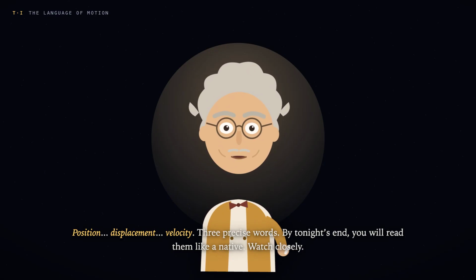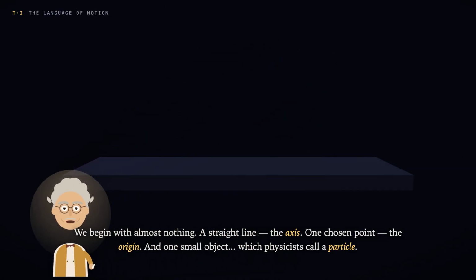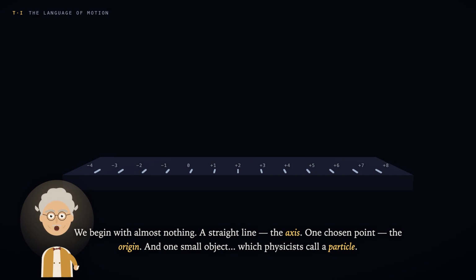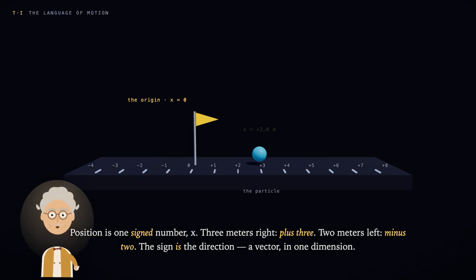Watch closely. We begin with almost nothing: a straight line, the axis, one chosen point, the origin, and one small object, which physicists call a particle. Position is one signed number, x. 3 meters right, plus 3. 2 meters left, minus 2. The sign is the direction, a vector in one dimension.